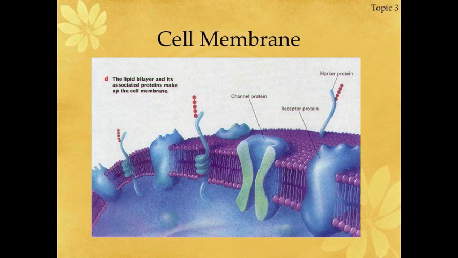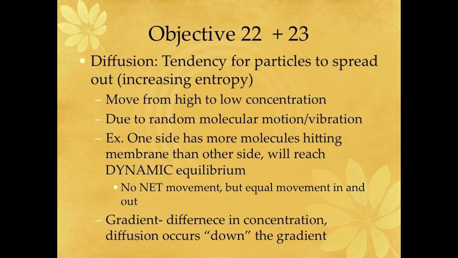So what is diffusion? Diffusion is the tendency for particles to spread out. And this means that their entropy increases. Entropy is a measure of disorder in a system or chaos in a system. And so there is a generally accepted principle that entropy or chaos or disorder increases, and that it takes energy for us to keep things in order.